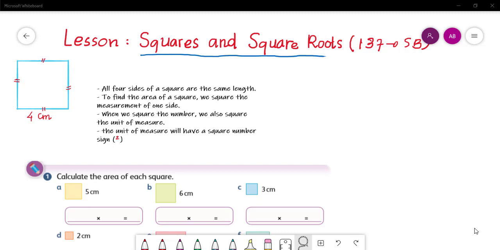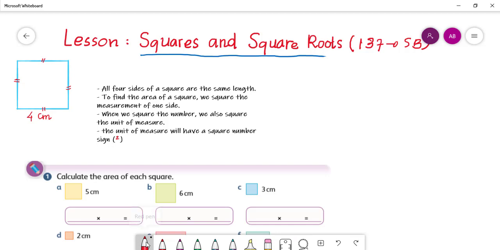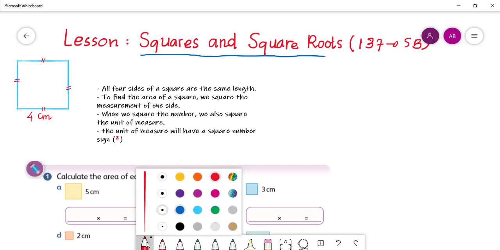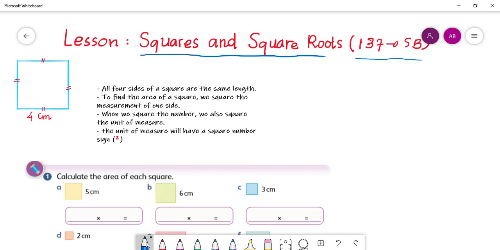Okay, kids, let's continue our lesson. Our lesson for today, April 28, 2020, is about squares and square roots. You can find squares and square roots on page 137 of the student book. Okay, kids. Before we continue discussing our material for today, I would like to give you a little bit of review about our quiz before.